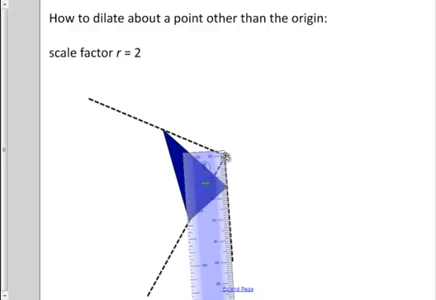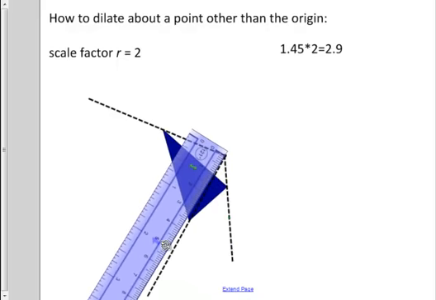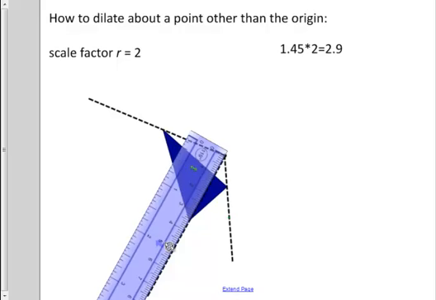So 1.45 centimeters times 2, I guess I can write this up here, 1.45 centimeters times 2 is equal to 2.9 centimeters. So I'm going to mark this at 2.9 centimeters, and that's the new location for that vertex. All right, I'm just going to spin this a little bit more, measure my new distance. This one is 3.6 centimeters, and you can use the calculator to check. 3.6 times 2 is 7.2, so I'm going to mark this at 7.2.